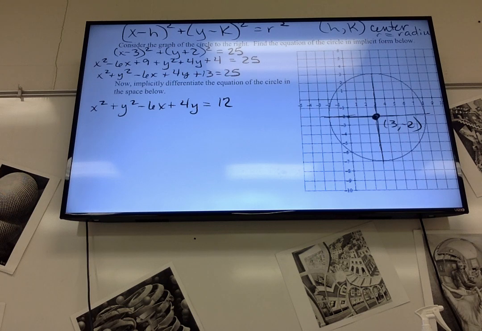Everybody okay? Nobody's crying? Not yet. Okay, so now we're going to implicitly differentiate this equation. Find the derivative. So this is 2x. It's with respect to x, so I don't have to worry about the x.